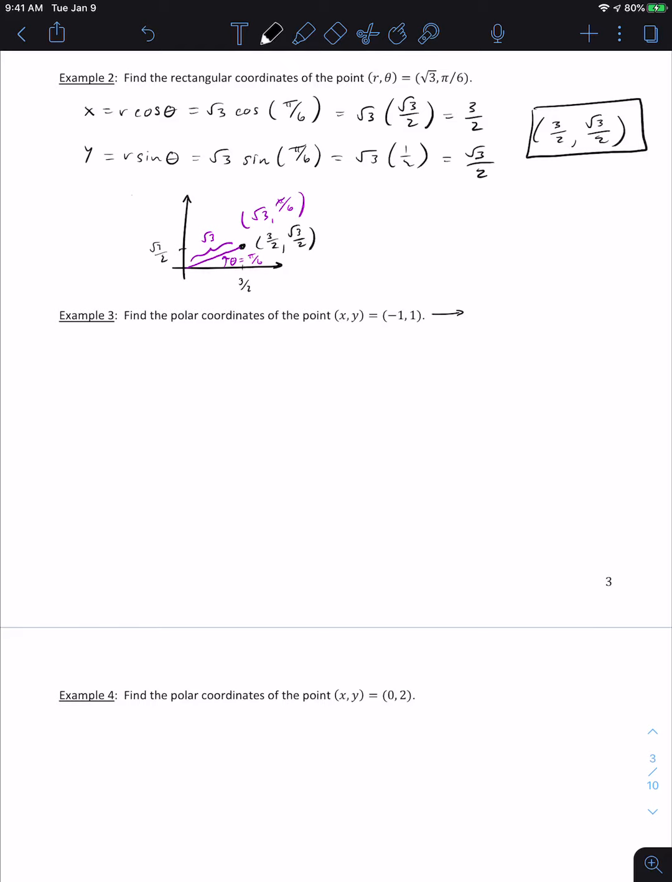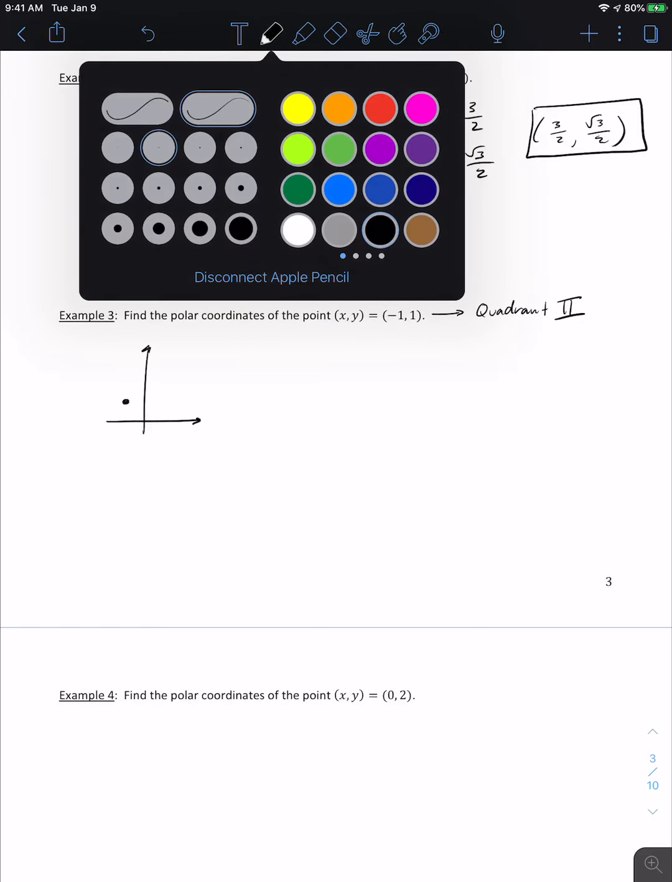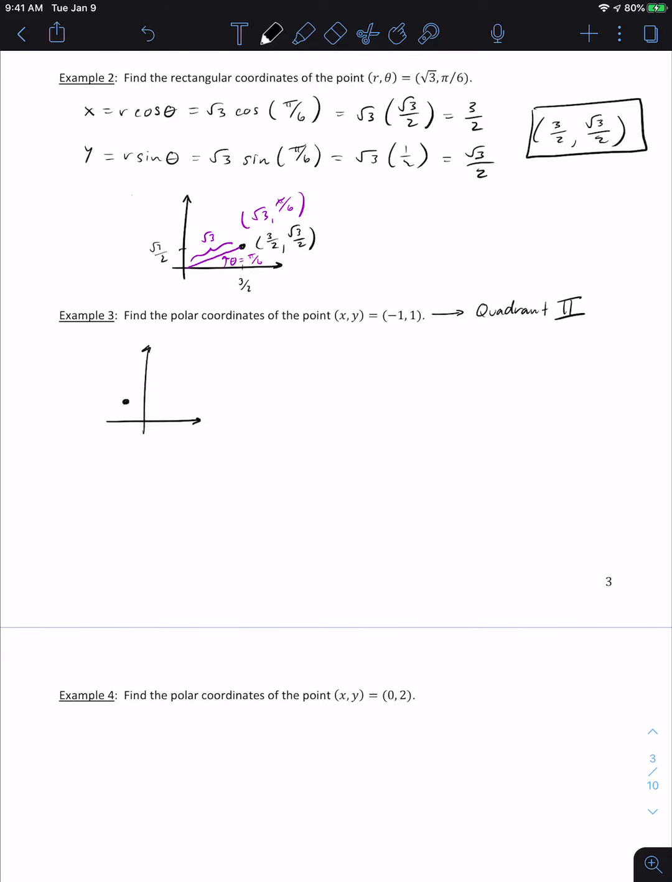So in this, if we look at this point, xy, it is -1, 1. So on the rectangular coordinate system, this looks like this point right here. That would be the point -1, 1. So notice that is in quadrant 2. So when we go to pick our theta, we should pick our theta in quadrant 2, or if we don't, we have to be consistent with our r, right?